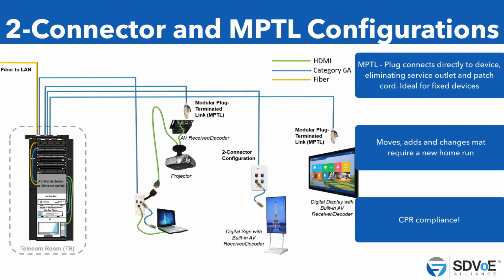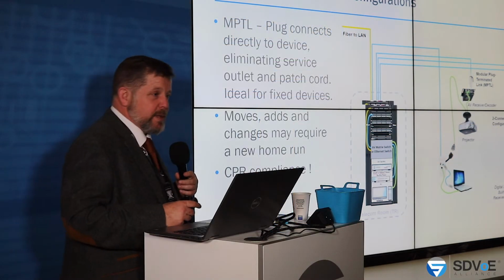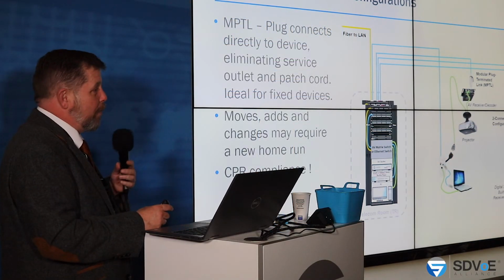But what have we got here? We've got a nice little simple picture. We've got a fibre directing back to our LAN environment, our local area network. We've got our AV or Ethernet switch, and then we are literally running a cable directly out to that end device. We're putting on a field termination plug, a modular termination field plug, and then we're connecting directly into that device. We're not having to worry about outlets, we're not having to worry about long patch cords.